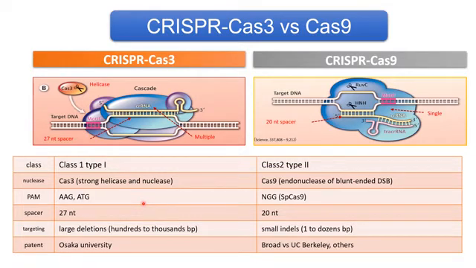The importance for the industrial companies is the patent issues, I think. It might be more clear for CRISPR-Cas3 compared to Cas9.